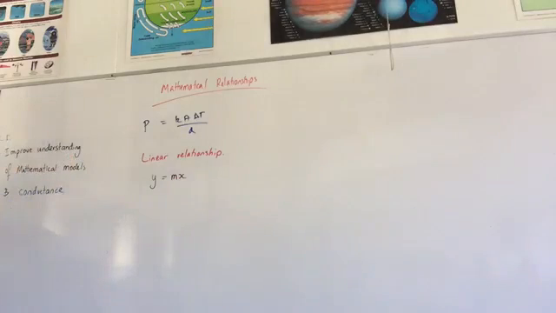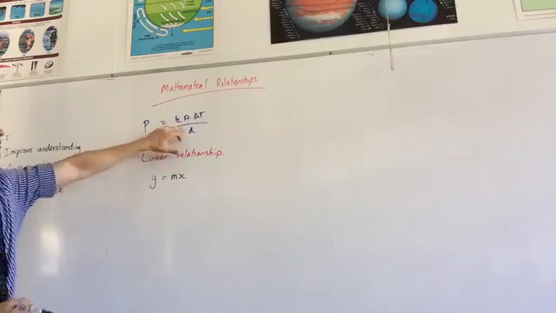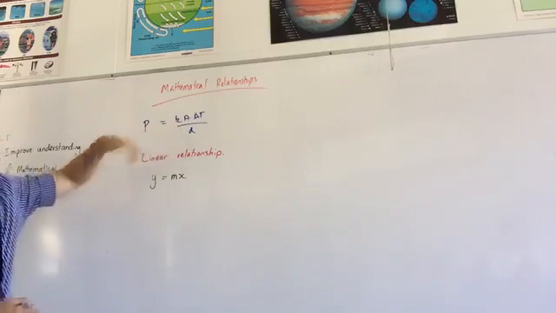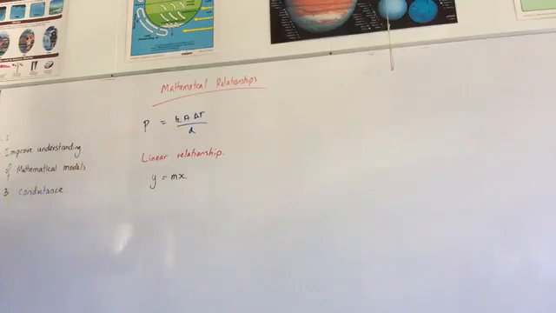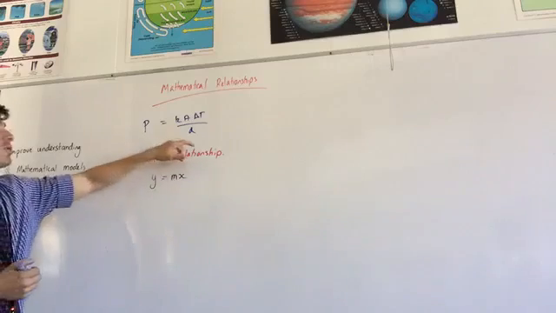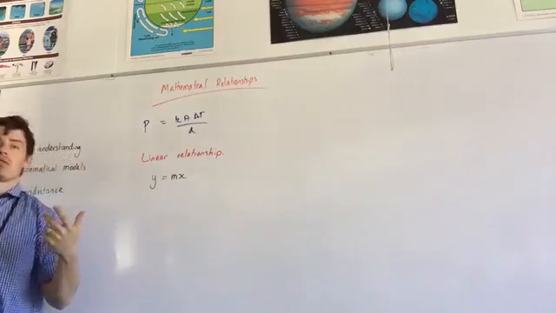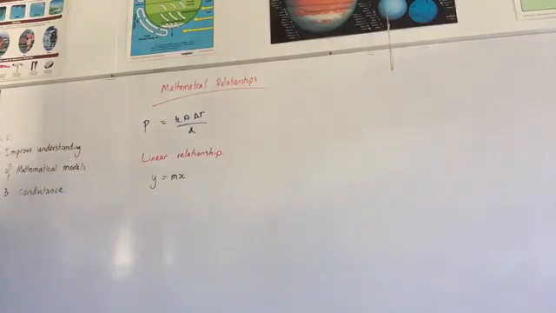Happy with that? What is m then? Because I've just identified that A is the variable I'm changing, y is the one I'm investigating. What is m? Constant. What's constant? Gradient. Yep, the gradient. So in this equation, what would be represented by m?